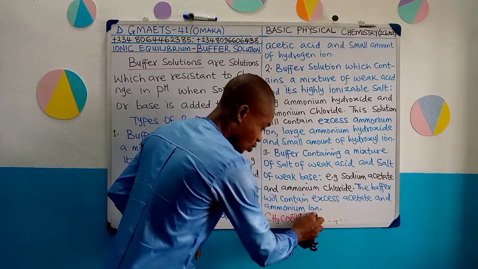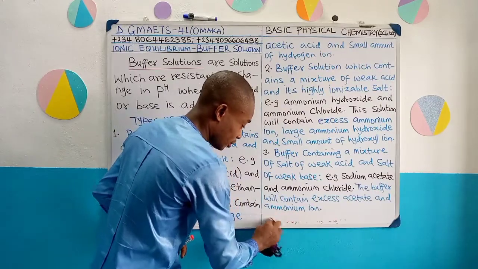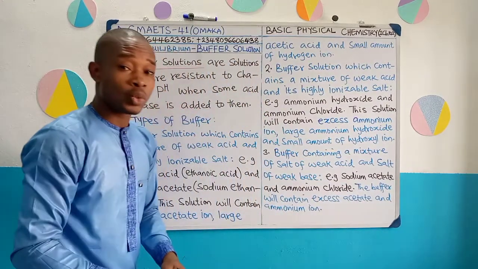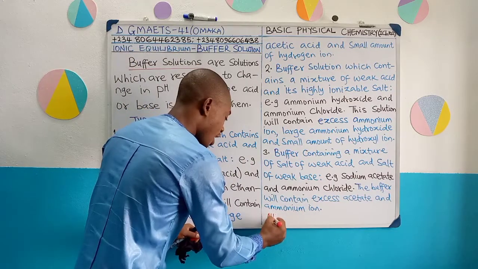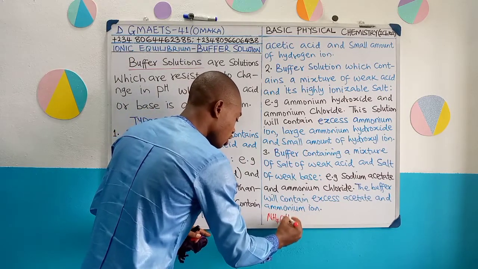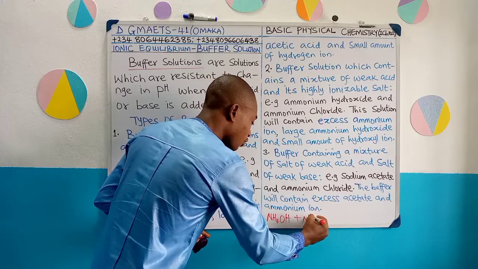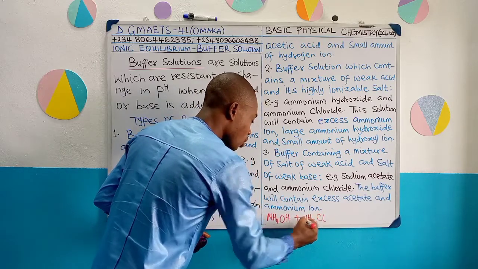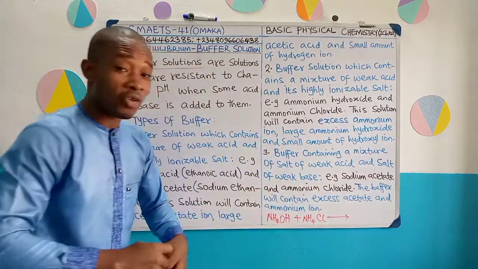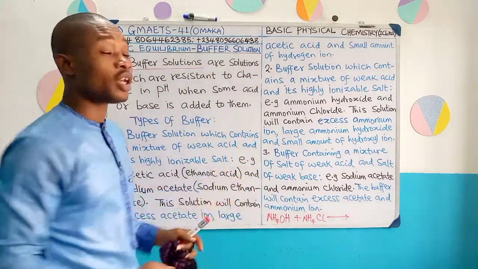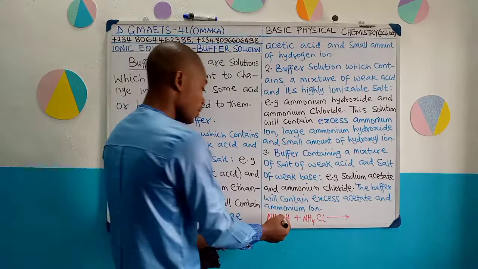Permit me to write this. We are done with type 1. Okay, so the example we are using here is ammonium hydroxide and ammonium chloride. So I'm going to have NH4OH, then plus NH4Cl. This is ammonium hydroxide and ammonium chloride. In the product, what is going to form? Of course, the product will tell us what the solution contains.